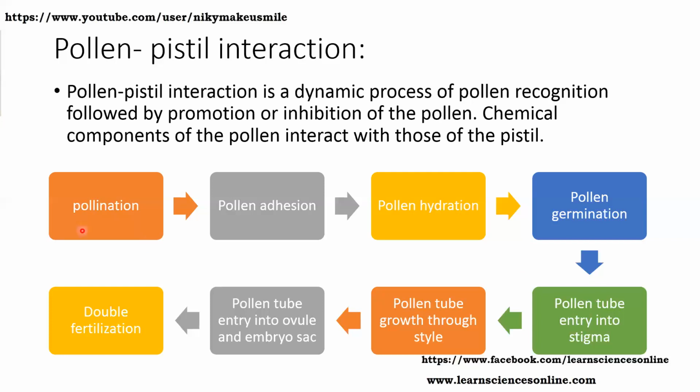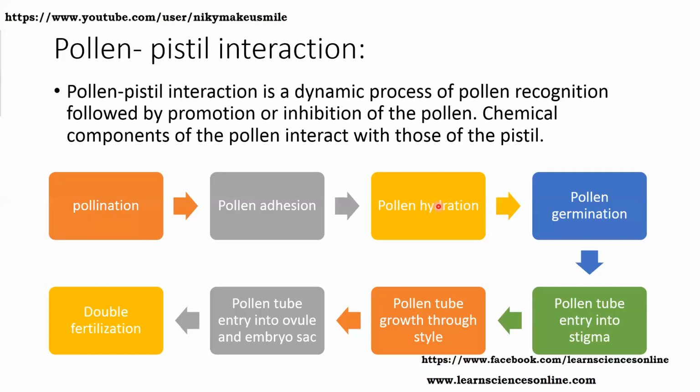The very first step is pollination, obviously. Pollination will occur. Pollen will transfer from the anther to the stigma of the female flower. Okay. Then pollen adhesion. Once the pollen reaches the stigma, it will adhere on the surface of the stigma. So the second step is pollen adhesion. The third step is pollen hydration. So why is pollen hydration needed?